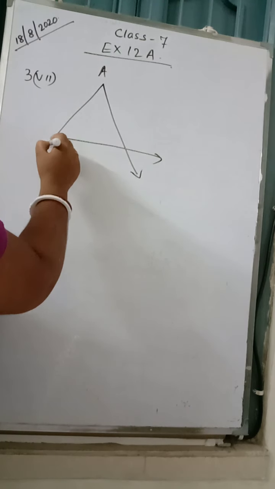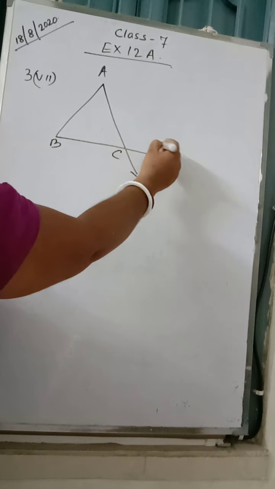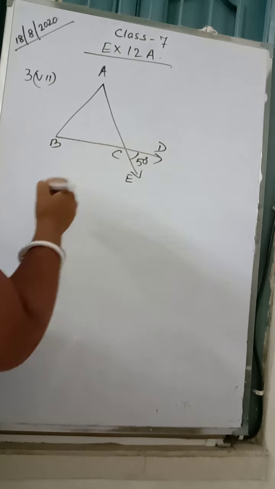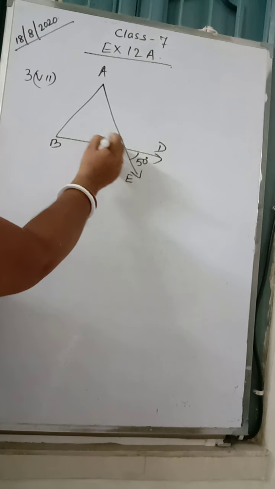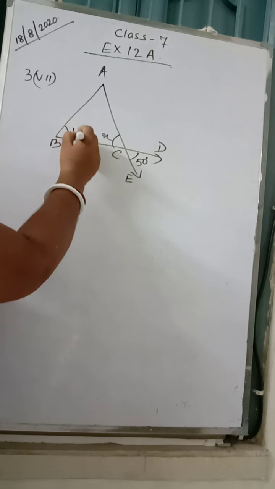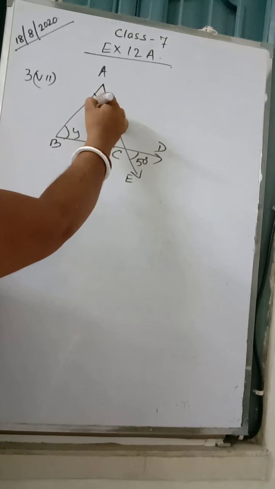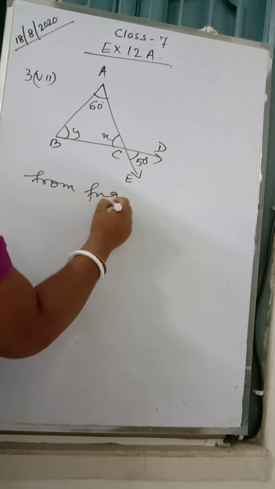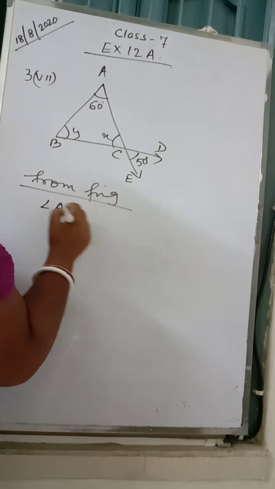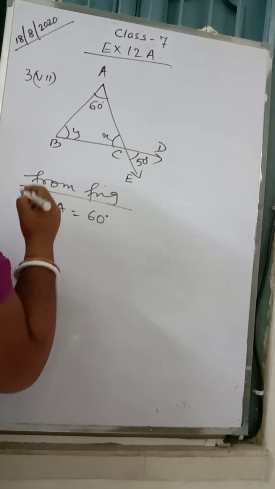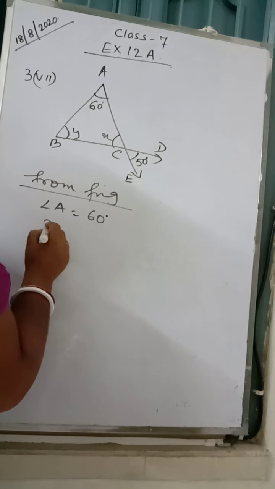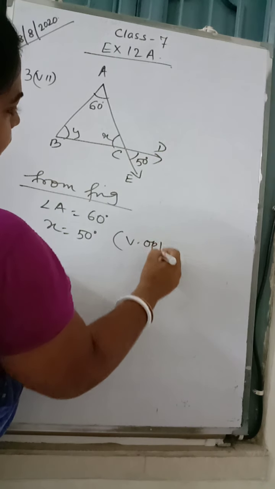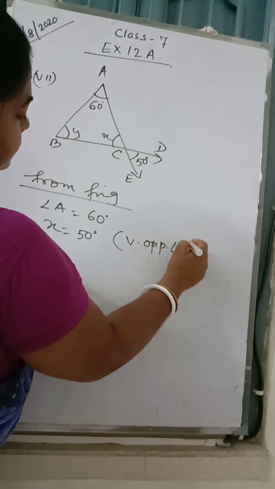A, B, C, D and E. This angle is given 50 degree. This is given X, this is given Y, and this is given 60 degree. Right, from figure, angle A is equal to 60 degree, X is equal to 50 degree. Why? Because this is a vertically opposite angle.